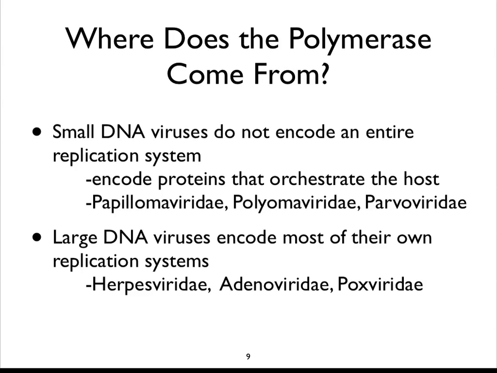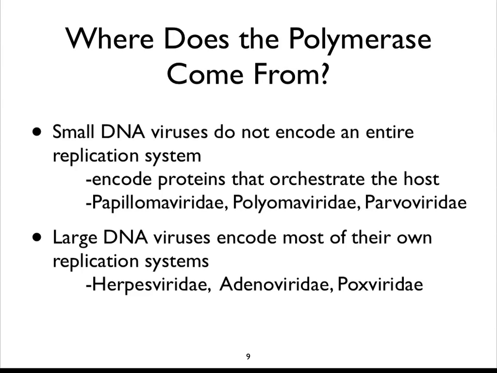Where does the polymerase come from? As I told you before, small DNA viruses tend to be very economical in their use of genetic information, and they do not code an entire replication system, frequently only providing a single protein, which is more often than not multifunctional. So it's one protein that can do a lot of things. And those proteins can orchestrate the host.